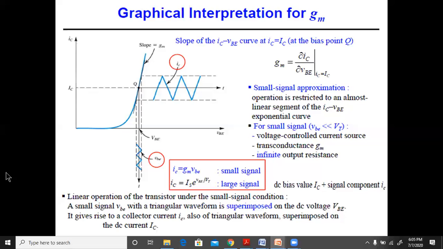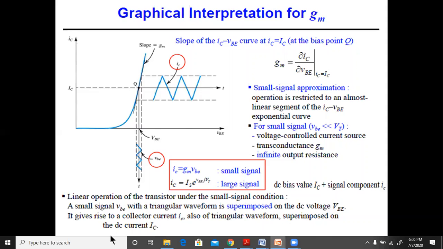So linear operation of the transistor: under small signal conditions, generally we'll consider that the operation is linear. A small signal v_BE with a triangular waveform is what we have superimposed on the DC value V_BE, and corresponding to that, we'll have the small signal value of the i_C, which is again superimposed on the DC value, capital I_C. It gives rise to a collector current i_C, also a triangular waveform superimposed on the DC current I_C.